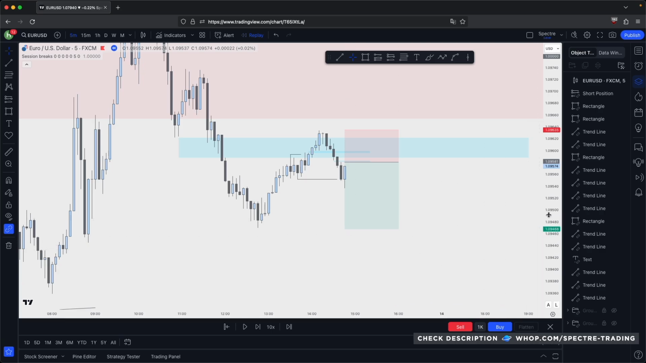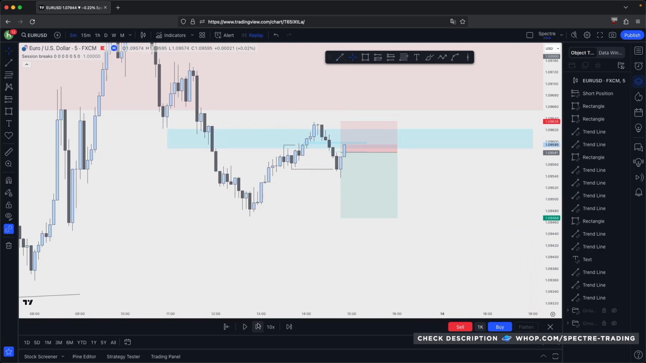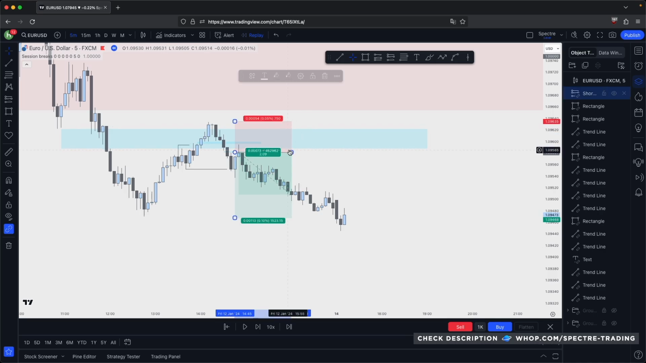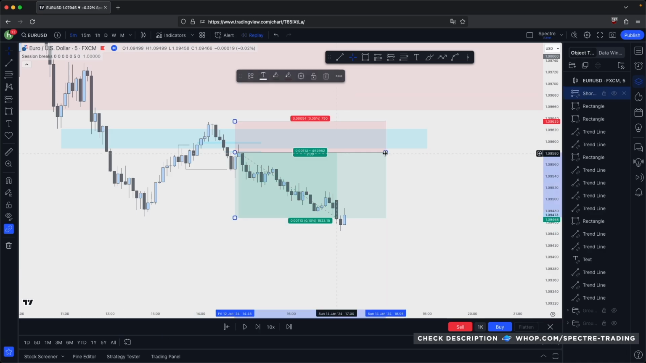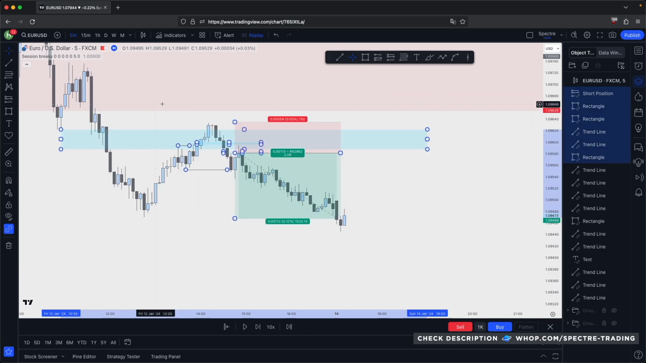So let's play price out and see what it does. And then it hits our immediate draw on liquidity, being this low here. And that is a very solid trade.